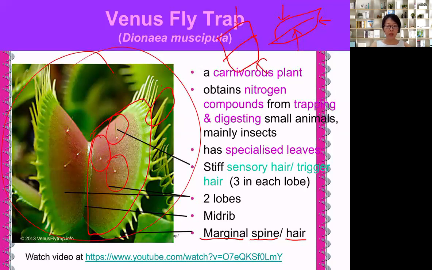And these are the margins. This is the mid-rib. And the margins have spines. And then the mid-rib has three hairs. Three hairs. Sorry, not the mid-rib. The lobe has three hairs.